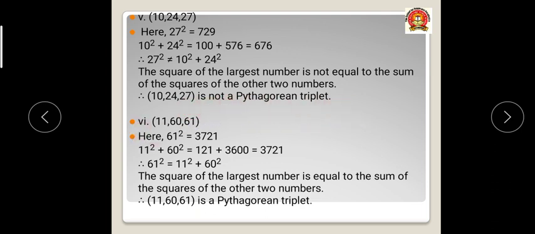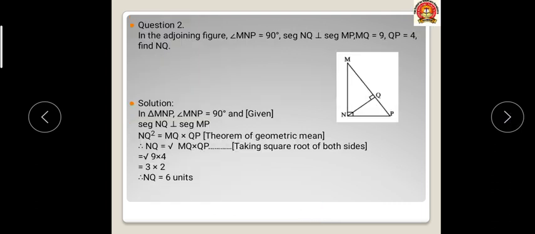In the same way, the last question from the first set: 11, 60 and 61. 61 square is 3721. 11 square plus 60 square is 3721. So they are equal, and therefore the square of the largest number is equal to the sum of the squares of the other two numbers, and therefore this is a Pythagorean triplet. This is how you can find out whether the given triplet is a Pythagorean triplet or not.